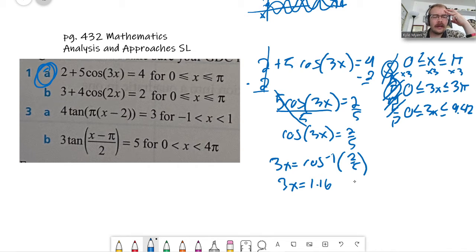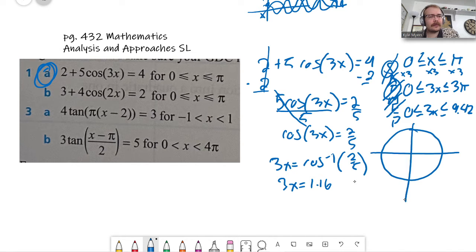So 1.16. This is where it gets kind of hard, so bear with me here. We want to stop here because on a unit circle, I want to go all the way around the unit circle and then a half turn, and it's positive.